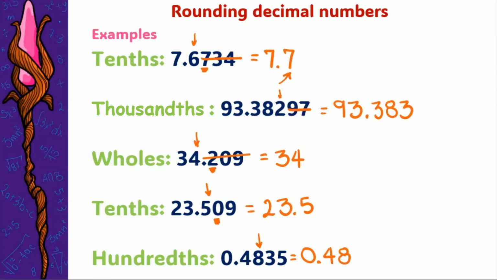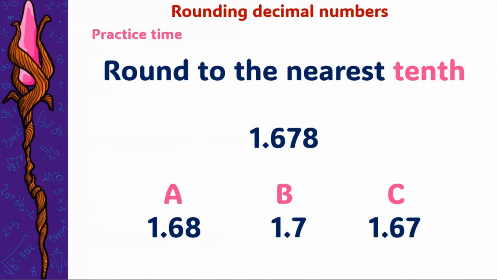Okay, guys, practice time. We are going to do the practice a little bit different. I'm going to show you an exercise and 3 options. And then we are going to check the answer in each one. First one, round to the nearest tenth, 1.678. And the answer is B, 1.7. Because this is the tenth, this one is bigger than 5, so it goes up to 1.7.